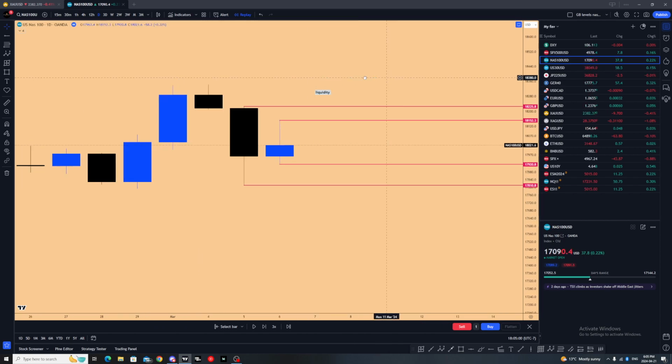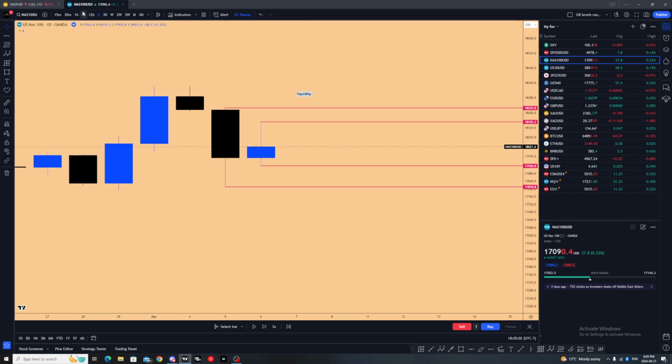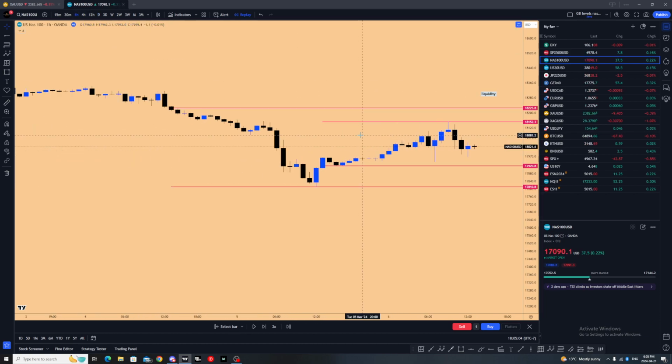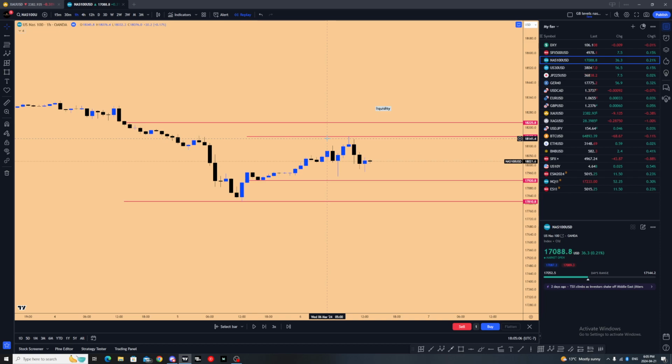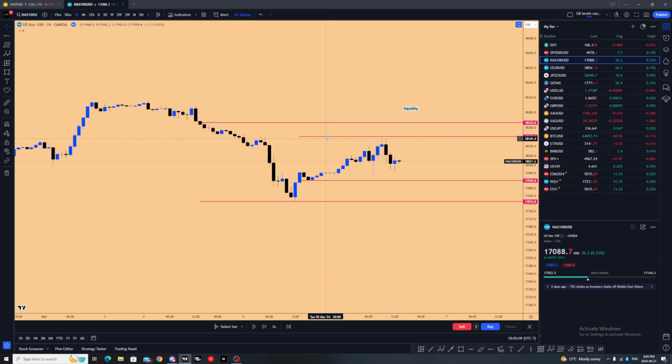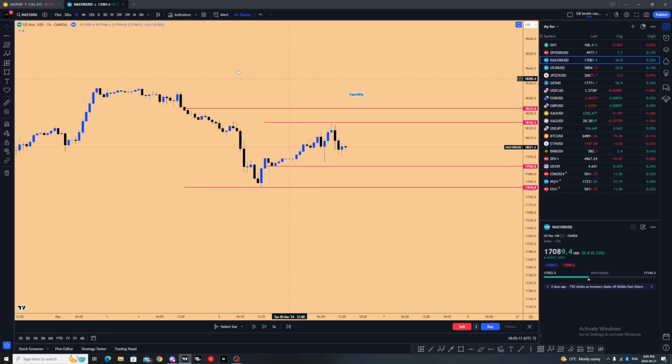So we're going to go on the hourly chart and see what happens on that. We have mapped these levels out, and now our job is to see how the market unfolds on this inside daily candle.